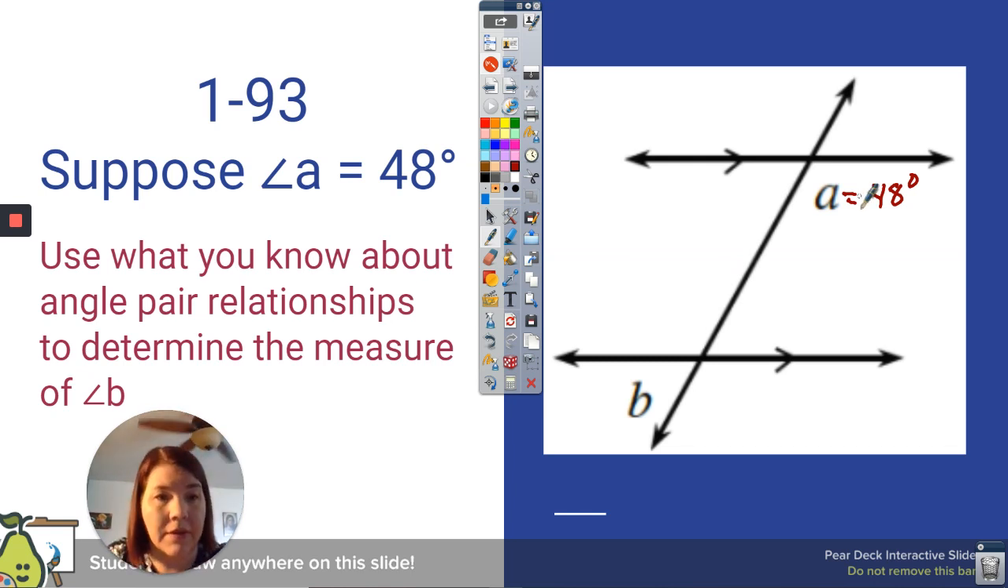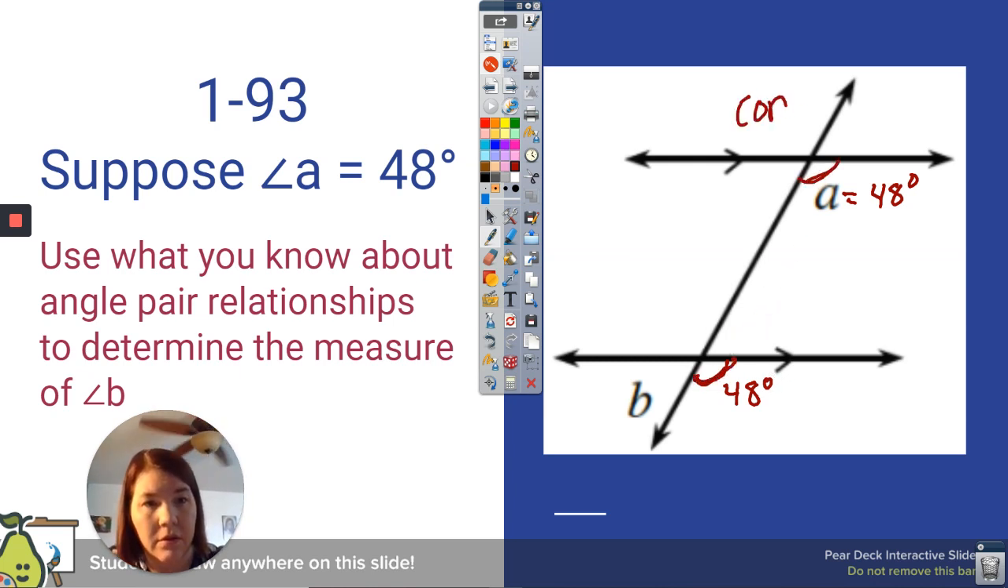So if this is 48, this one corresponds with 48. That one's also 48 because they're corresponding angles. Can you find B? And again, I'll wait.